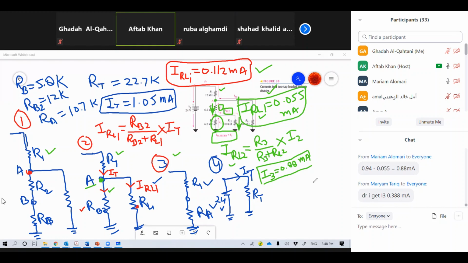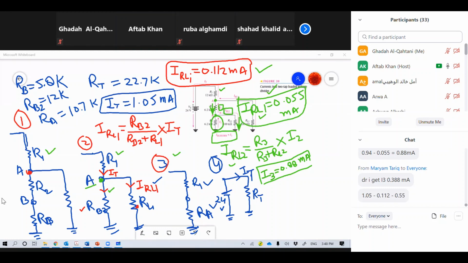What is 0.38 ampere, Mariam Tariq? How are you getting this? Mariam, how are you getting this much? 1.05 minus 0.12, 0.155. No, Mariam, this is not 0.55. It is 0.055. The third one. 0.055. Eagle eyes. You must have eagle eyes. Okay, just a minor correction.